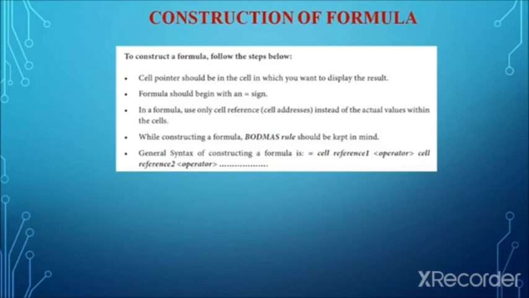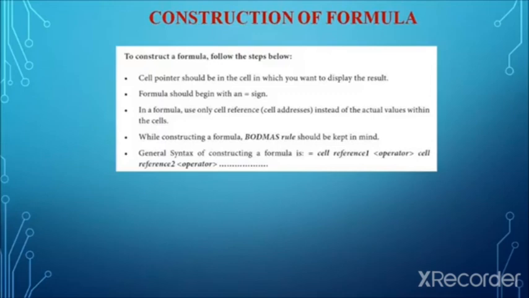And the formula should begin with an equal to sign. We can directly type the formula in C3 itself, or we can type the formula in the formula bar, in the input line. In a formula we use only cell references, that is, cell addresses, instead of the actual values. In case there is any change in the values, the result automatically gets updated. If you give direct values, the result will not get updated once you make any changes. That is why we use cell addresses directly.